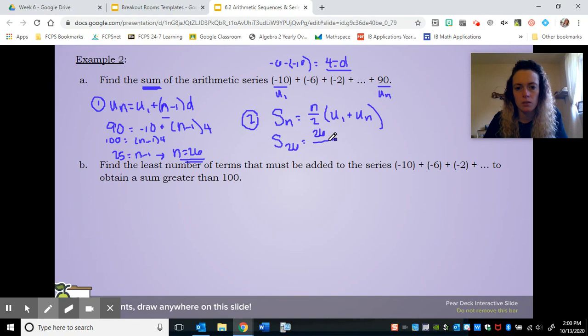So 26 over 2 times my first term of negative 10 plus my last term of this sequence, or the 26th term, which is 90. And then again, simplifying or evaluating either in your head or with a calculator, we get 1040.